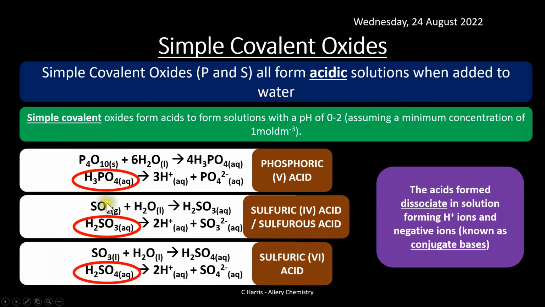Okay, so either one of these oxides can react with water to form the acid, and then the acid can break down to form the H+ ions. It's this which makes it acidic. That's really important. So these are your oxides of that period. Phosphorus and sulfur will form acidic oxides, whereas magnesium and sodium form basic solutions, so alkaline solutions.